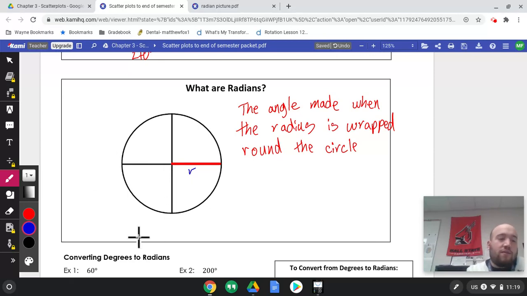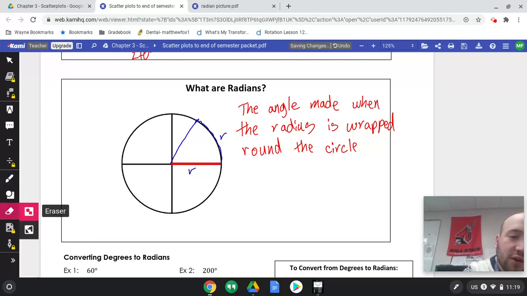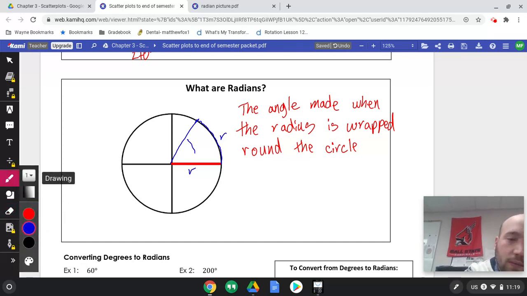Okay, so if we think about it here, somewhere over here. If I would lay that radius out on the edge, so right here, the distance is still r. So the radius, if I laid it on the side there, that would be r. And then the angle that's formed here, this angle right there, let me draw a better picture here. That is going to be 1 radian.